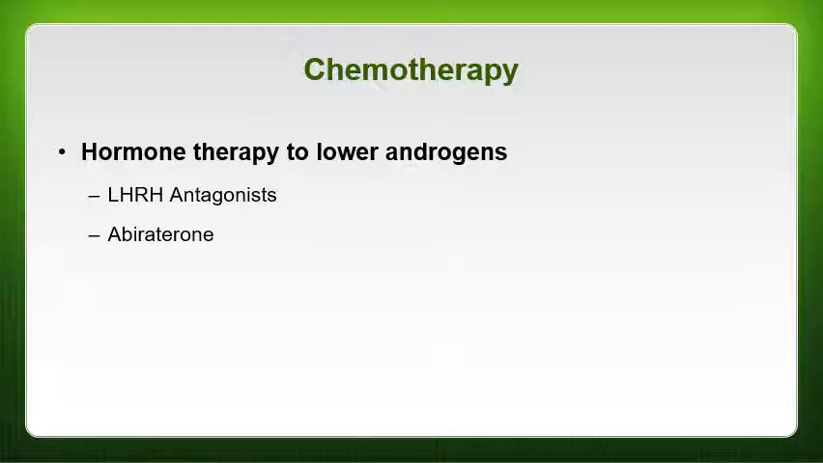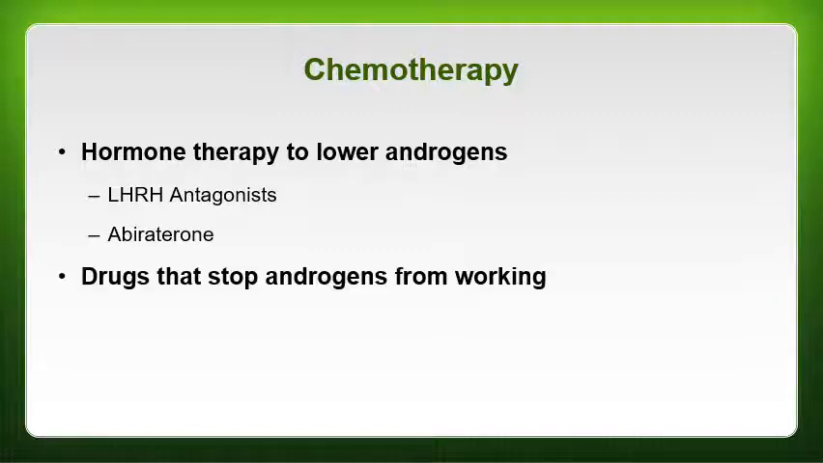Abiraterone, or Zytiga, is an androgen biosynthesis inhibitor. This is just going to reduce androgen production from the other cells in the body. There are other cells, obviously, besides the testicles that produce androgens. The adrenal glands would be one of them. The prostate cancer tissue itself is also going to produce androgens. So this looks to particularly lower the androgen production from those tissues.